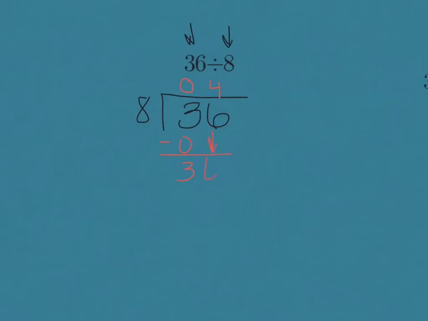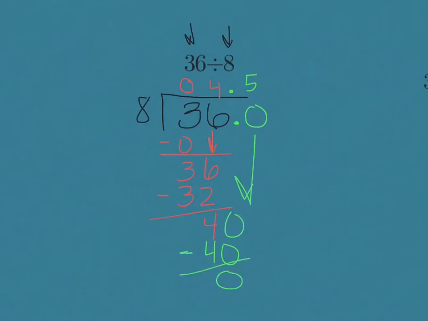Okay, so if I brought that 6 down, I would subtract 8 times 4 is 32. It gives me a 4. And then this is where we're going to add our decimal, because we still have a remainder down here. We ran out of numbers, but we still have 4. When dividing with decimals, we add that decimal in a 0. I'm also going to add the decimal straight up above. I'm going to bring my 0 down. 8 goes into 40 5 times. Now I've gotten down to that remainder of 0, which is what I wanted. 36 divided by 8 equals 4 and 5/10.